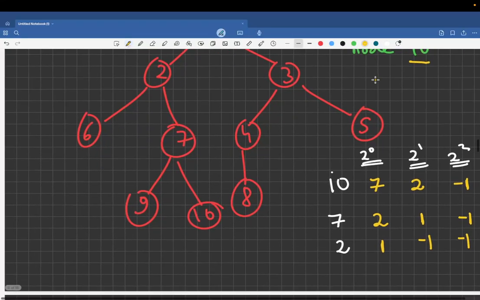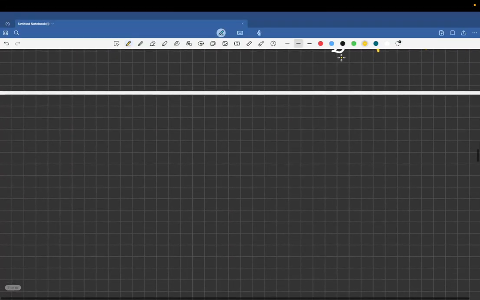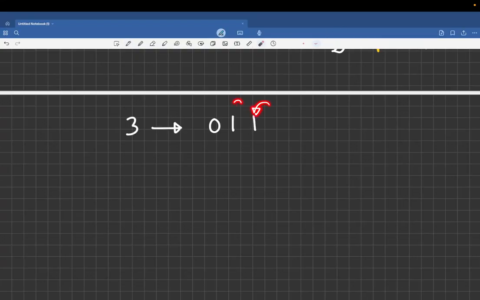Now we want the third parent of node 10, right? Can you think what is the binary representation of 3? How does the binary representation of 3 look like? It looks like this, right? 1, 1, or 0, 1, 1 if I am storing 3 digits. This position is 2 power 0 position. This is 2 power 1. This is 2 power 2.